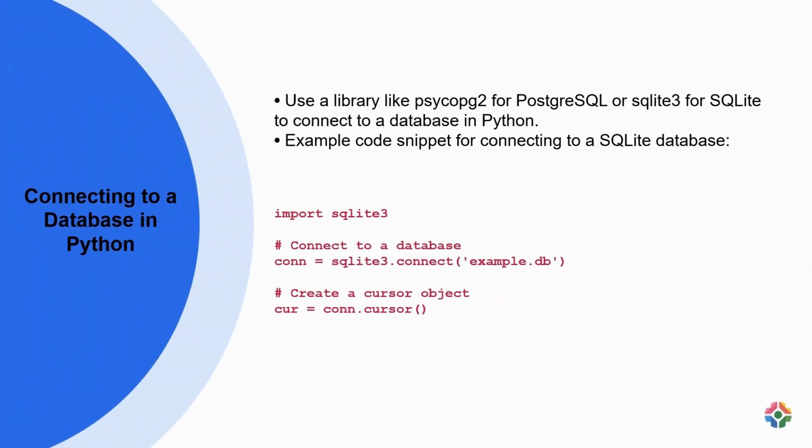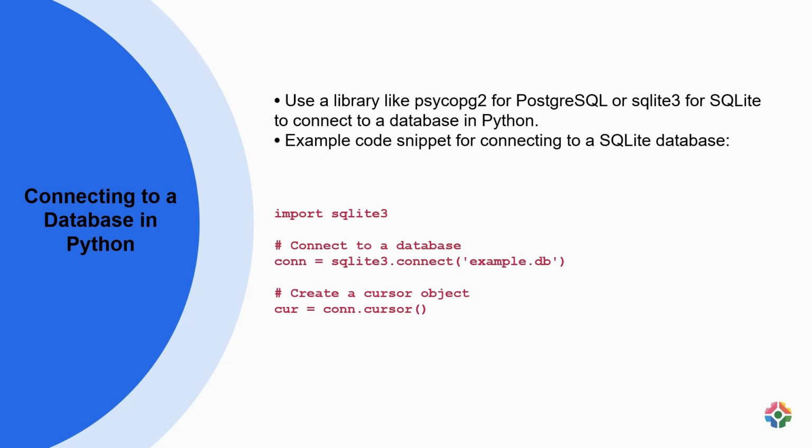To connect to a SQLite database in Python, psycopg2 for PostgreSQL or sqlite3 for SQLite libraries can be used. The first step is to import the appropriate library, sqlite3 in this case. Next, establish a connection to the database by calling the connect method of the library, passing the database file name as a parameter. This will return a connection object.